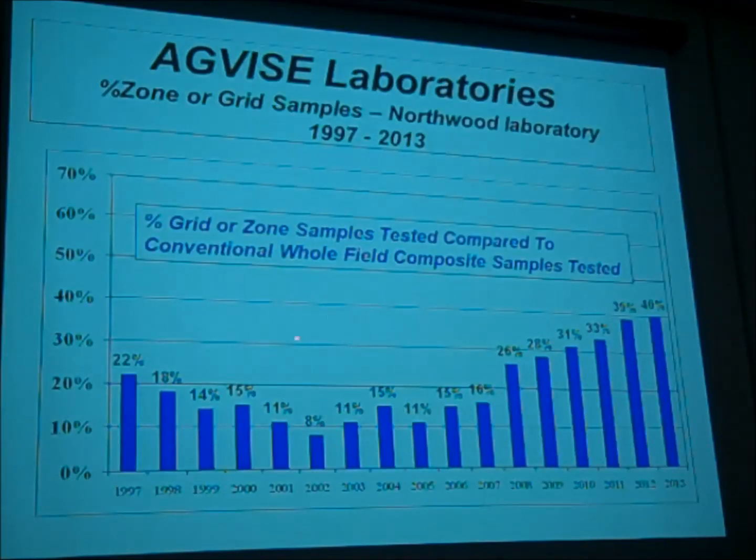A little perspective on what's happening as far as the samples we get. This is the percentage of samples that we get at our Northwood laboratory that are grid or zone samples compared to field composites where the whole quarter might be represented. In the last several years, now we've gotten up to 40% of the samples we get now are not from whole fields. They're from parts of fields. In this area, not much gridding going on. Mostly zone, breaking up fields into productivity zones. So that's what's happening in my world.